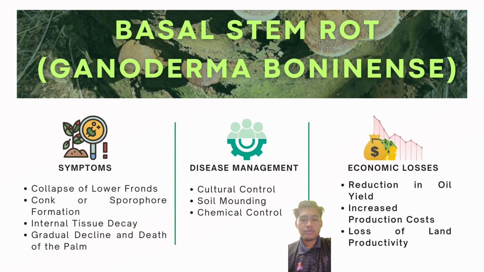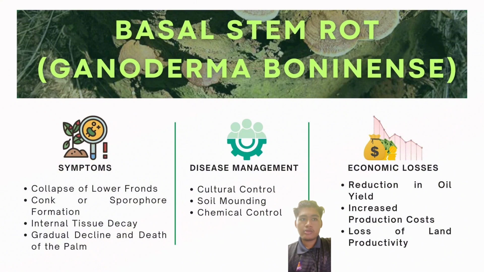The second symptom that we can look for is the formation of a chunk or sporophore. So the chunk or sporophore formation is a distinctive sign of basal stem rot, where this chunk will grow or form at the base of the trunk of the oil palm tree. So the shelf-like structure is the reproductive organ of the Ganoderma fungus and is often visible externally.